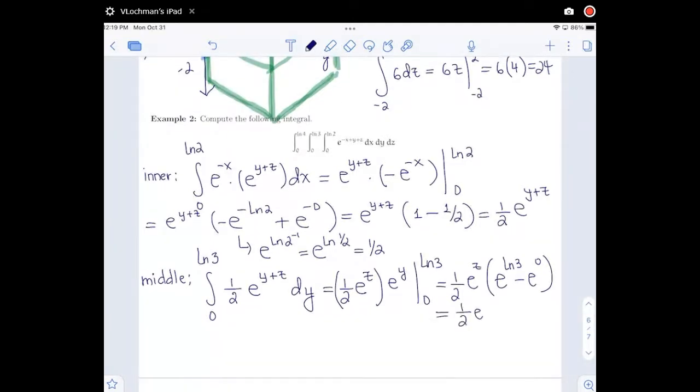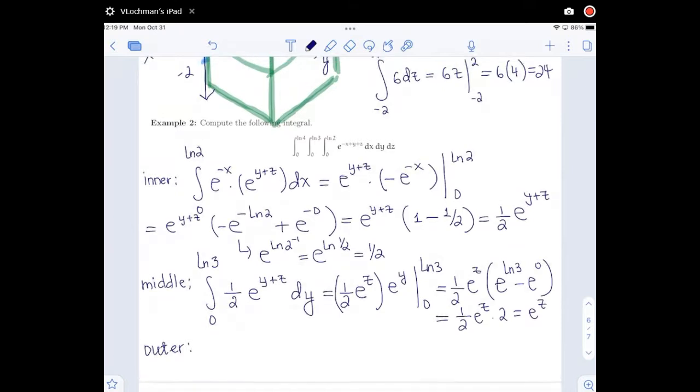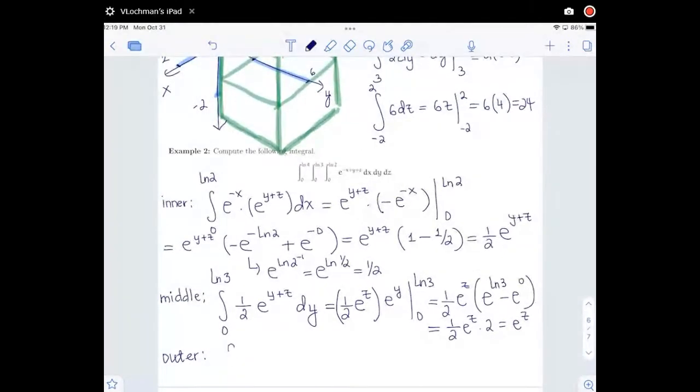And what do we get? That's 3 minus 1. That's 2. So we just get e to the z. Oh, nice. So things turn out much nicer. Okay, then the outer integral, the last one. Notice we're eliminating all these variables one at a time, right? So this is e to the z dz, super simple. E to the z, we go from 0 to natural log of 4.